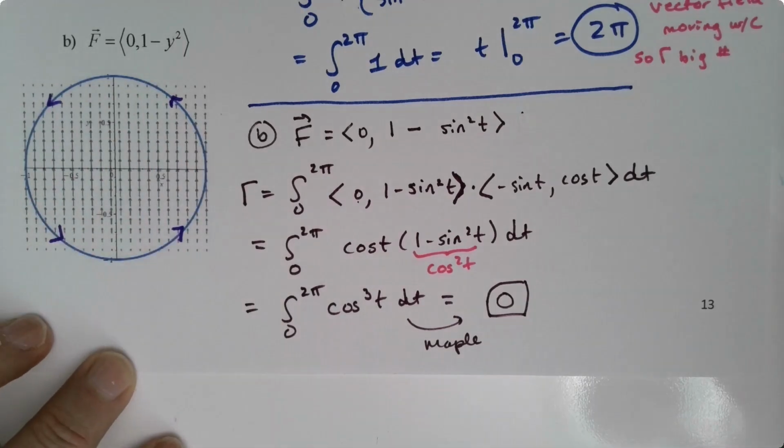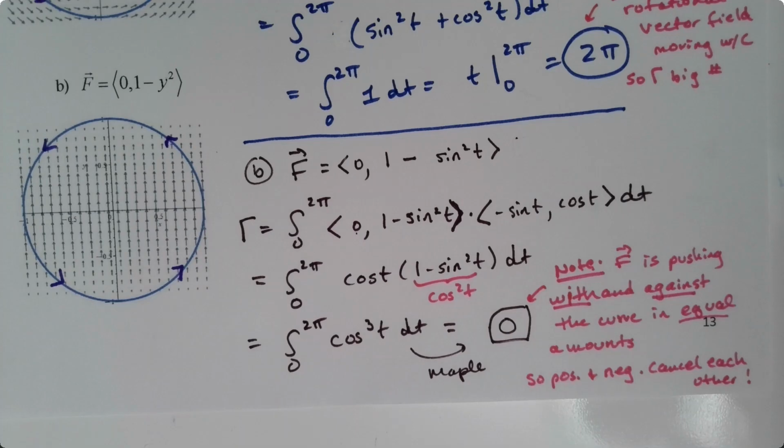So let me write that up. There. The vector field is pushing with us and against us in equal amounts. And that means the positive circulation and the negative circulation end up canceling each other out, and you end up with 0.